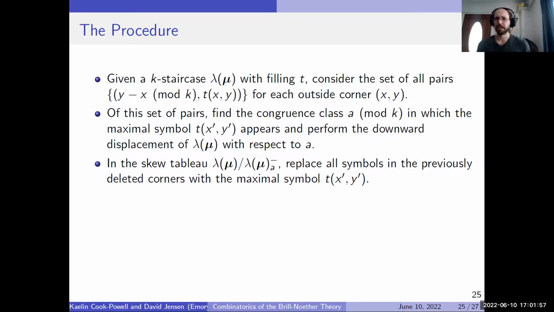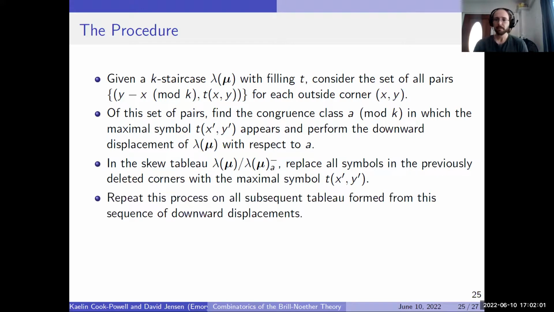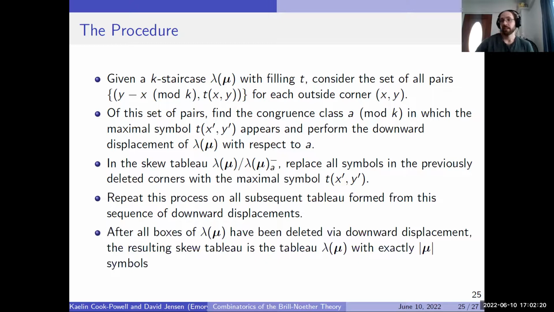I'll have an actual example after this to better illustrate what's happening here. And we're going to keep repeating this process. We're going to repeat this process for every tab, like all the smaller tableaux. Keep track of the fact that we've done some downward displacements and we have a skew tableau beneath it with replaced symbols. And we're going to repeat that until I just delete every box. And I have the new skew tableau is the original tableau I started with, symbols replaced.